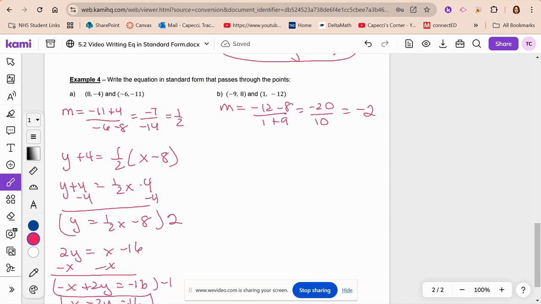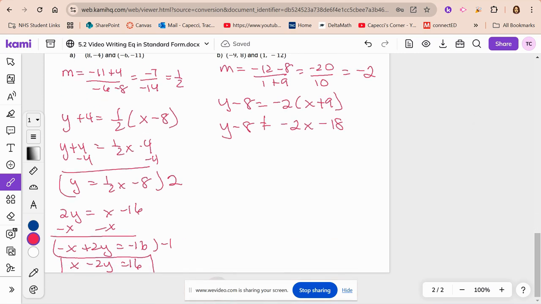So I have y minus 8 is equal to negative 2 times x plus 9. So it gives me y minus 8 is equal to negative 2x minus 18. Okay, here's my wall. I'm going to bring the 2x to one side. I'm going to bring my 8 to the other side. And I have 2x plus y is equal to negative 10.